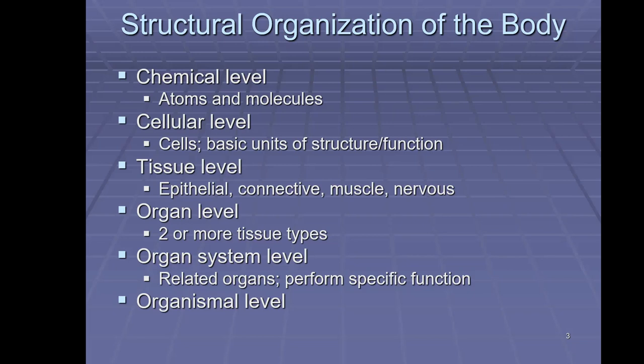Then we have the organ level. Tissues get together and form organs. An organ might be the liver or the heart. An organ is 2 or more tissue types working together to form a structure that has a specific function. And then we have the system level, or the organ system level, and this is a group of related organs working together to perform a specific function. This could be the cardiovascular system, which consists of the heart and the blood vessels and the blood all working together. Then all these systems get together and make up the entire organism, and we'll call that the organismal level.